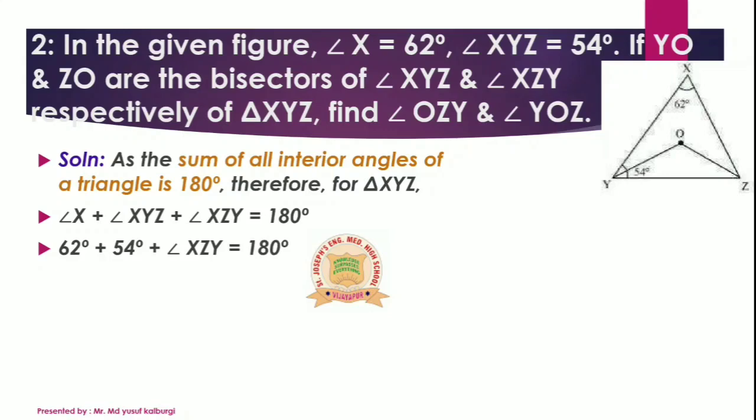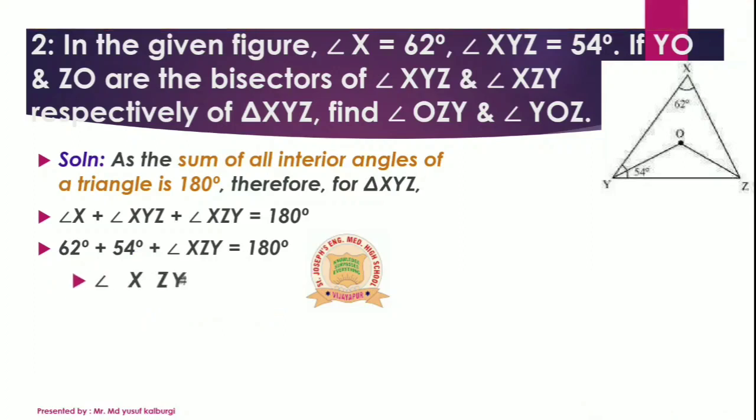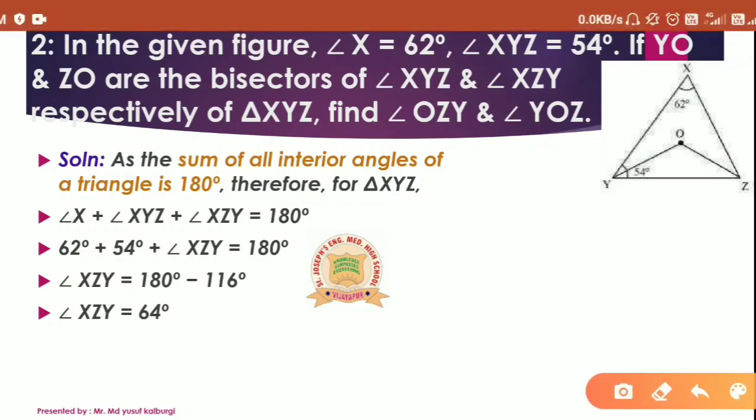Now if you add them, 62 plus 54 becomes 116 degrees. If you take it to this side, what will it be? 180 minus 116. So let us write that. XZY is equal to 180 minus 116. So XZY will be equal to 64 degrees. Now this is one angle we have got.